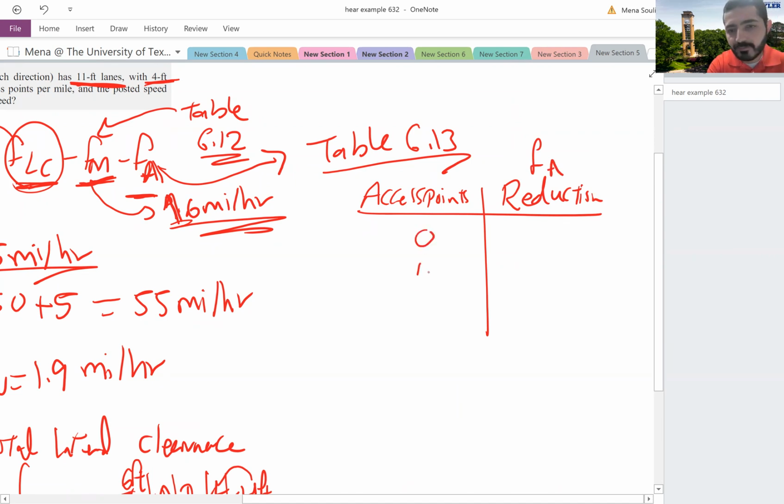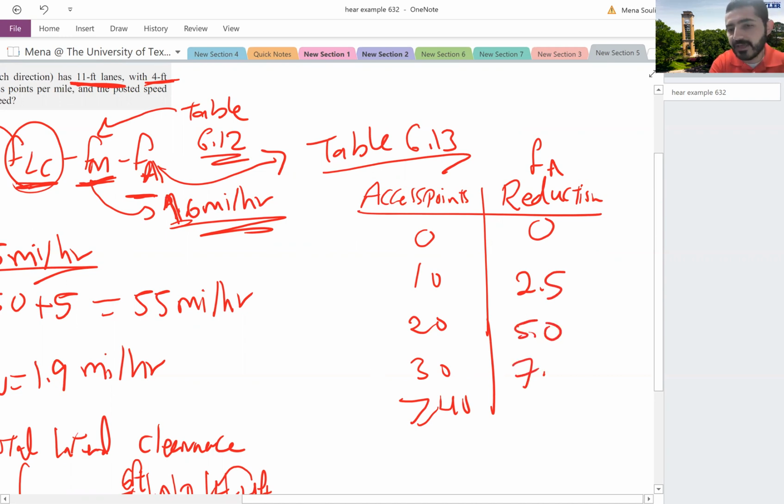If we have 0, 10, 20, 30, and more than 40 access points per mile. The 0 is 0, of course. If you have no access points, there is no reduction. If you have 10, it's going to be 2.5. If you have 20, it's going to be 5. If you have 30, that's 7.5. Anything more than 40, that is 10.